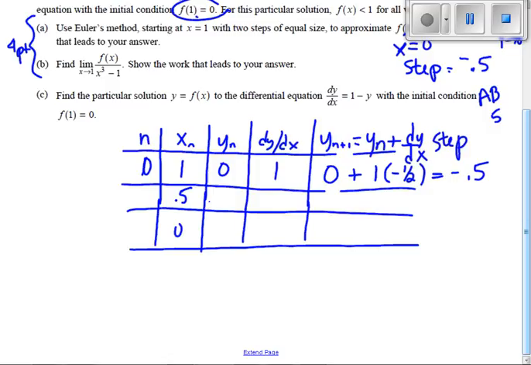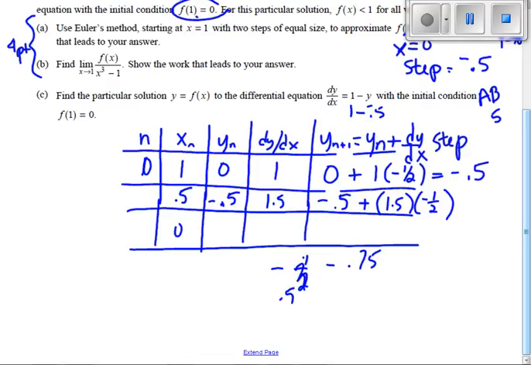Right. Well, we can check it. So what's dy/dx? It's 1 minus y. So it's 1 minus negative 0.5, I'm sorry. So it's 1.5. So it's negative 0.5 plus the slope, 1.5, times a negative 1/2. Negative 0.75, so it's negative 1.25.